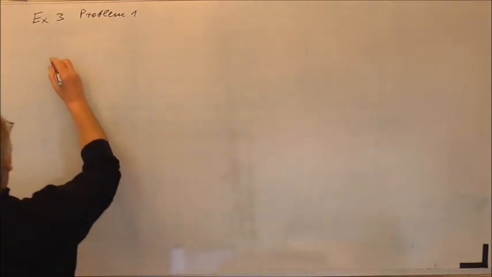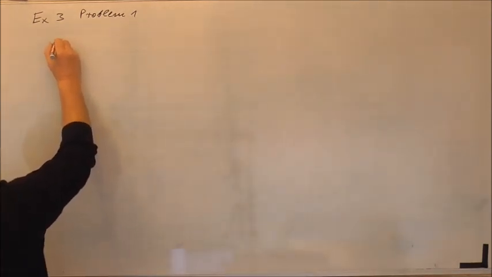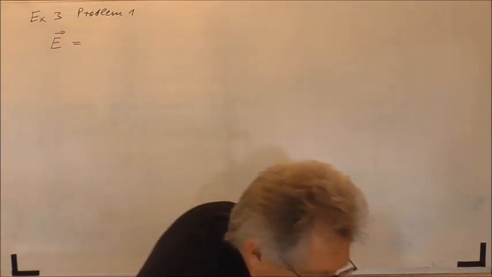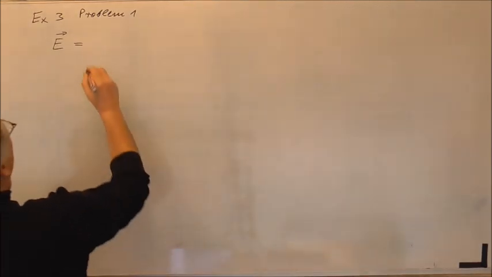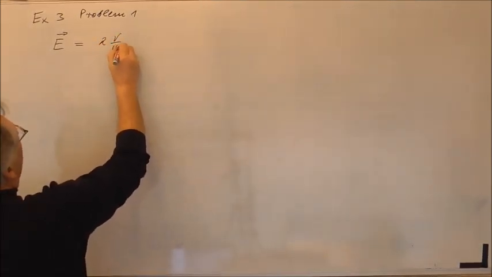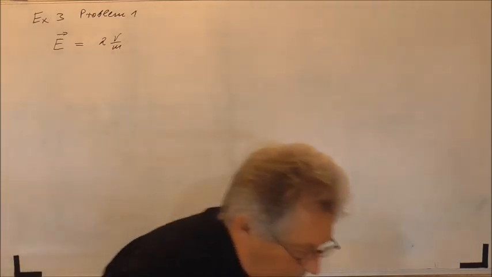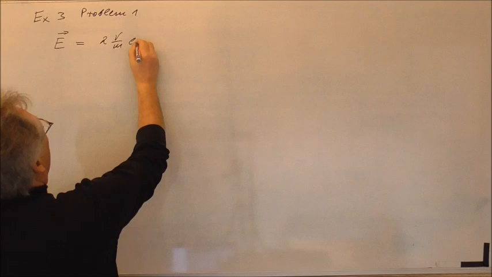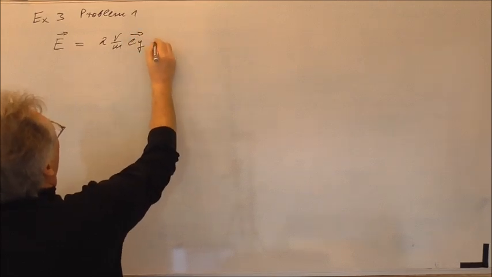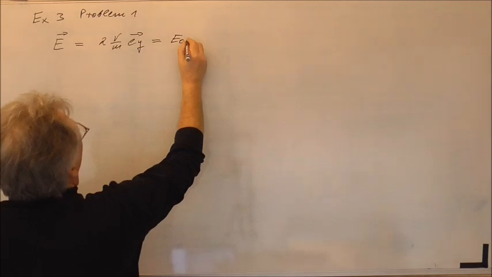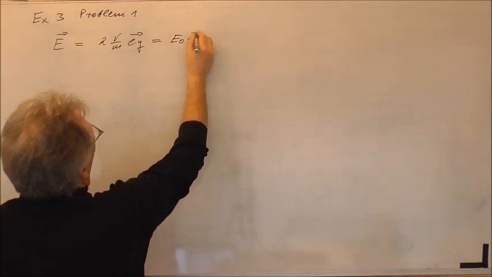So we have here that the electric field is assumed to be a real vector, and it's 2 volt per meter. So this is the value, and it's directed in the y direction. So perhaps I write it like this. This is E naught times the unit vector in the y direction.